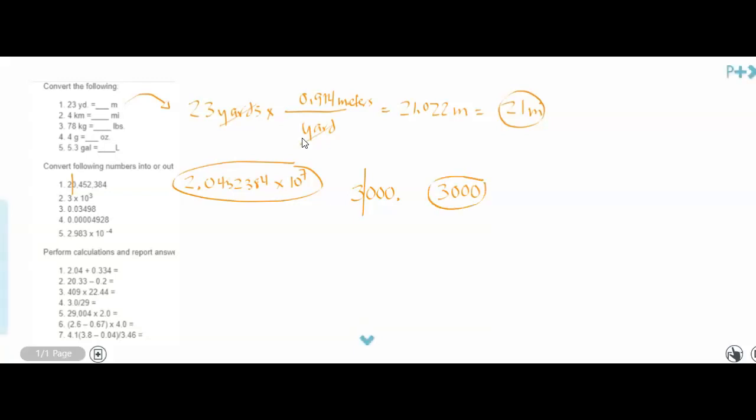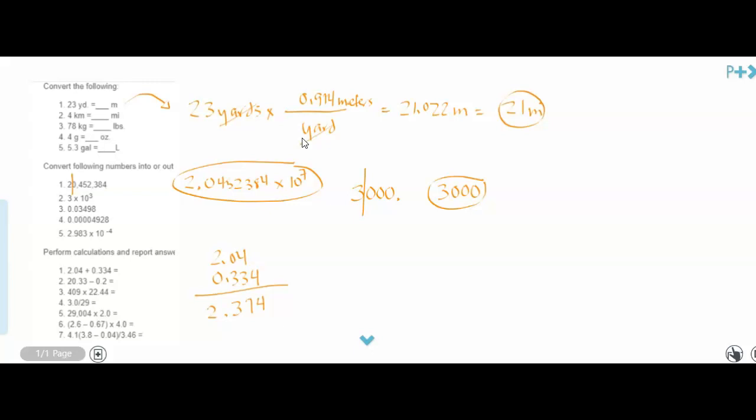And finally, if we're adding numbers, 2.04 plus 0.334. Let's add them up. We get a raw number. That means probably too precise. Of 2.374. Now for adding and subtracting, there's a special rule, and that is keep the fewest number of decimal places.